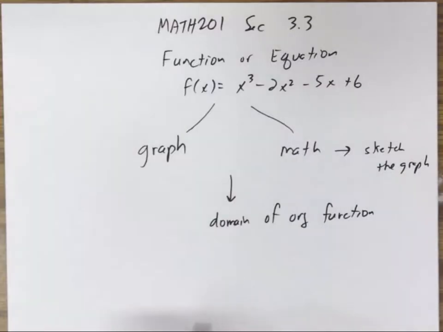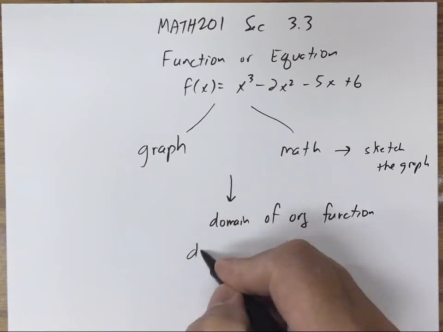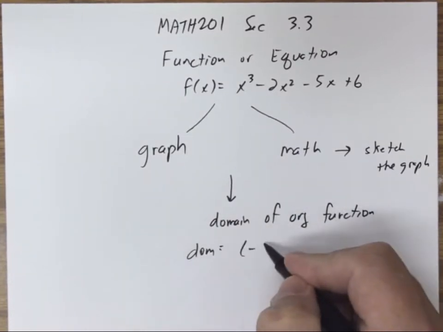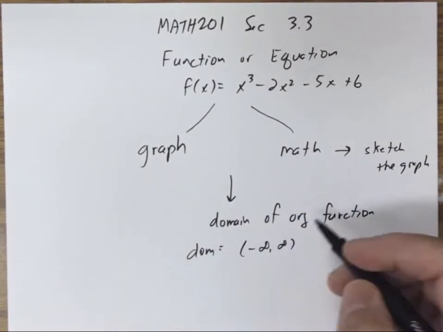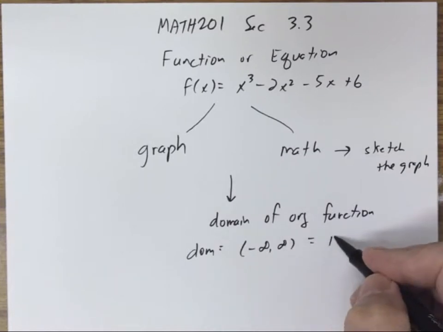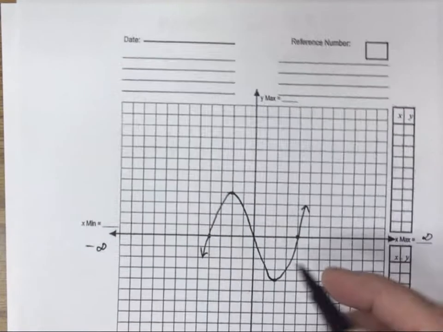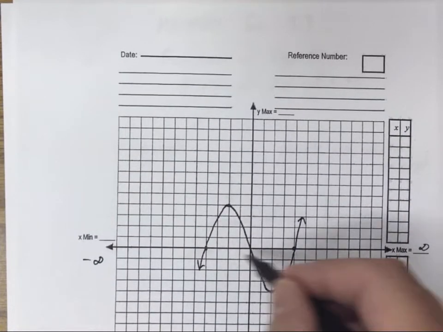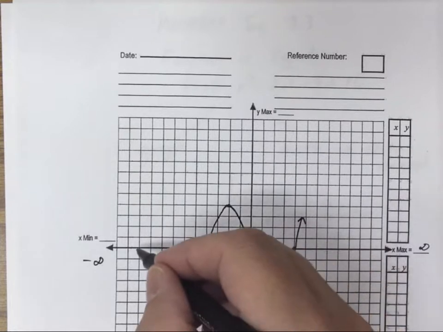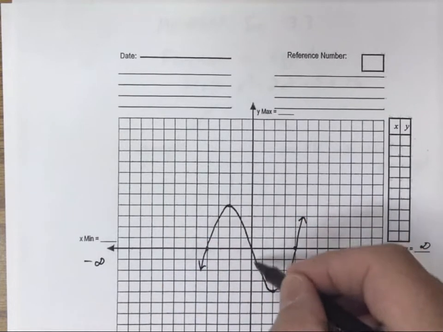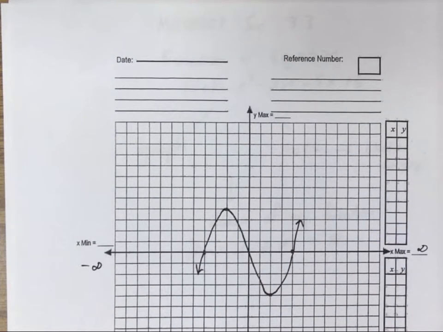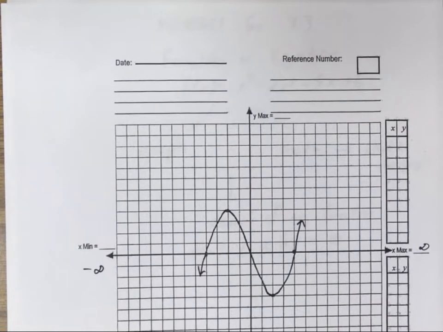So if you want to write the domain as an interval, you would say negative infinity to infinity. But oftentimes what we'll say, this is the symbol for all real numbers. So basically the domain for this graph is all real numbers. In other words, every value of x, this graph exists, every value of x I could choose along here, I can go and find that the graph exists.